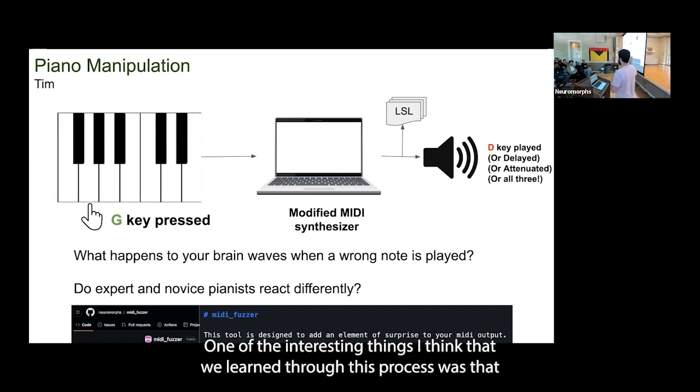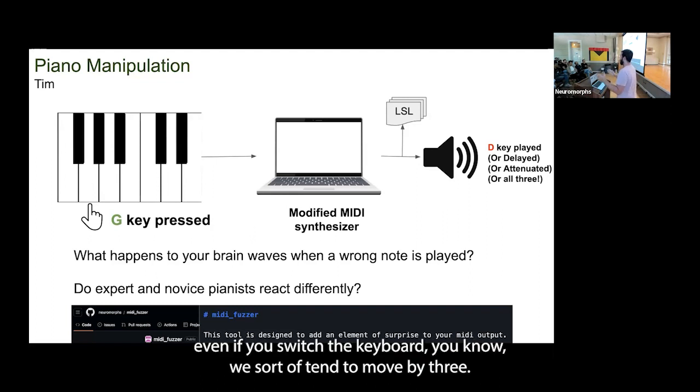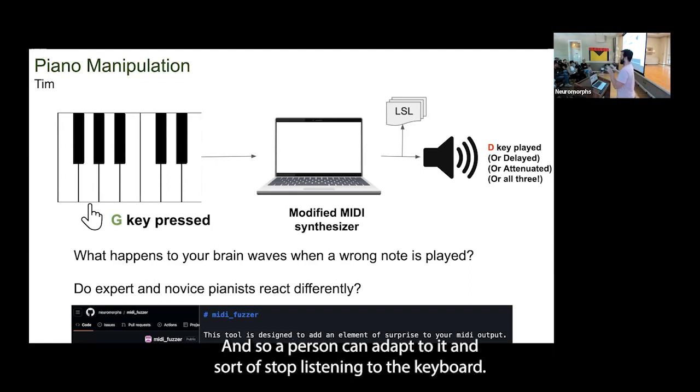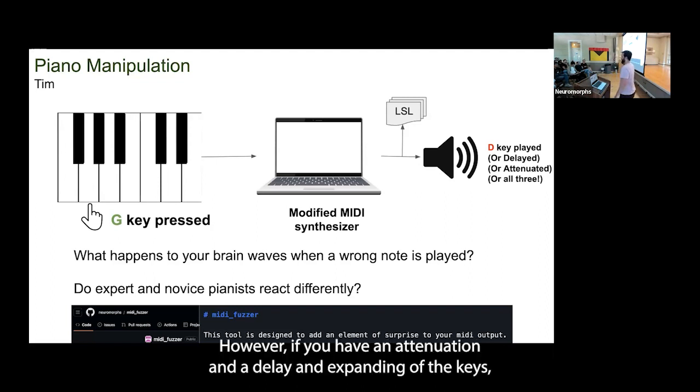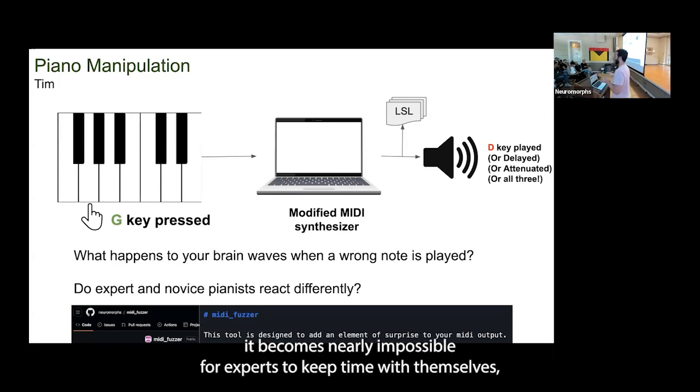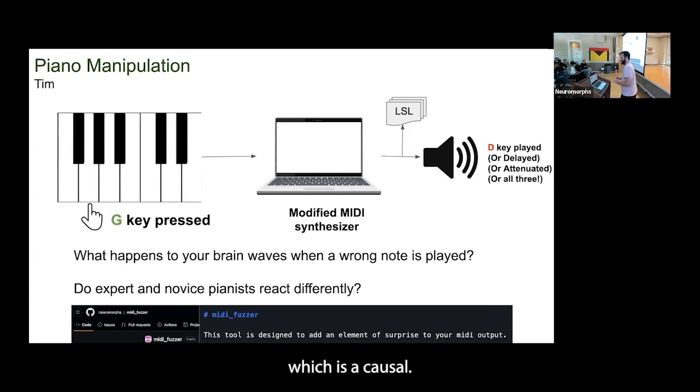One of the interesting things I think that we learned through this process was that even if you shift the keyboard, we looked into moving it by 3 semitones, it makes the song sound really bad, but the timing's fine, and so a person can adapt to it and sort of stop listening to the keyboard. However, if you have an attenuation and a delay and changing of the keys, it becomes nearly impossible for an expert to keep time with themselves, which is a cool result. So this supported a lot of the experiments we did, and you'll see examples of this later.